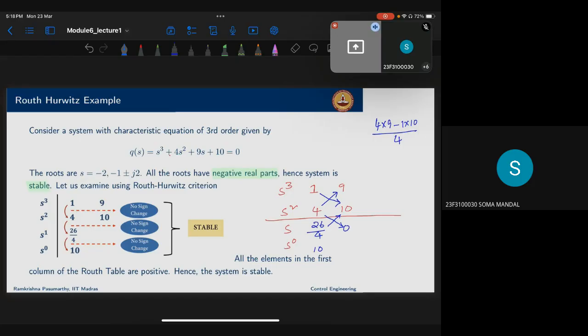Now you can see this first column only. Is there any sign change from here to here? No, both are positive. From here to here? No, both are positive. From here to here? No, both are positive. Then you will see there are no sign changes and the system is stable. Is this clear?